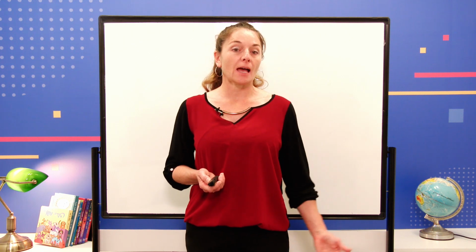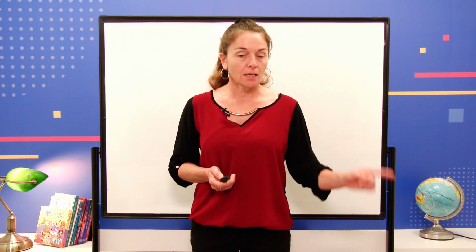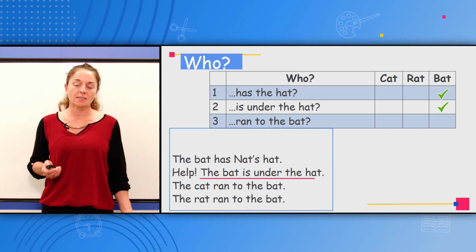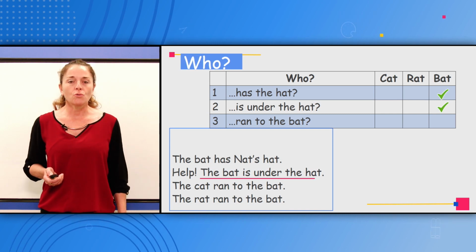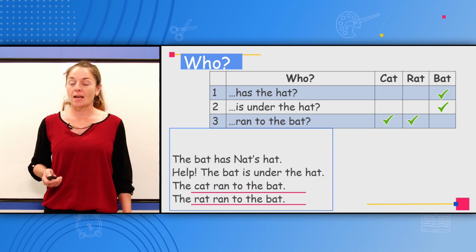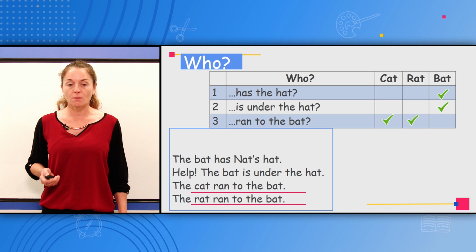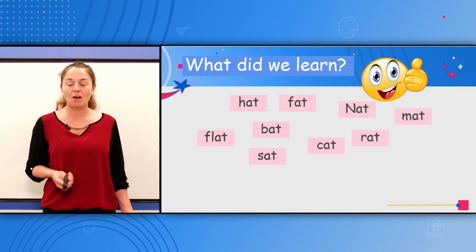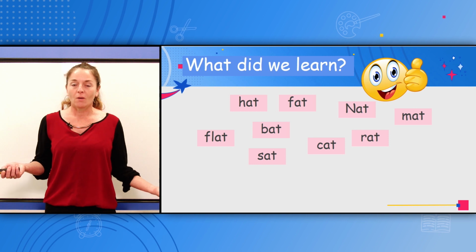So, who has a hat? The bat has Nat's hat. It's not the bat's hat, but it has Nat's hat. Who is under the hat? Of course the bat is under the hat. Who ran to the bat? Both. The cat and rat ran to the bat. Very good. Super. Look how many words you know.